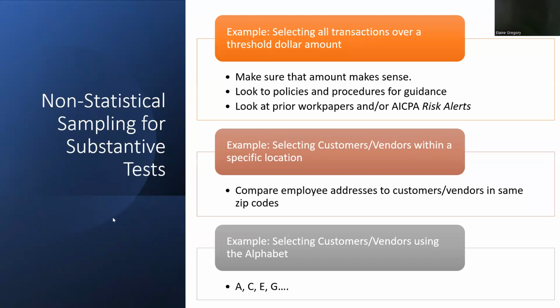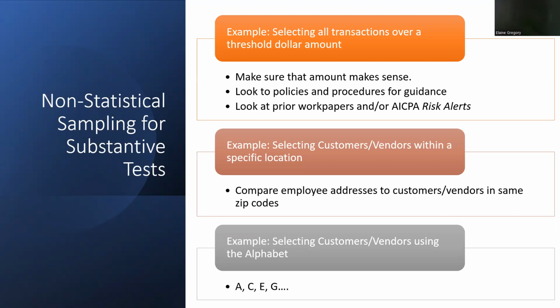Now, looking at non-statistical sampling in the substantive test, we could look at selecting transactions over a threshold dollar amount. As I said, perhaps in accounts payable, you have to have 2 signatures to authorize a purchase over a certain dollar amount. You could pull all of those to see if that control is being conformed with. Make sure that the amount makes sense. Again, go back to the policies. That will help support your guidance.